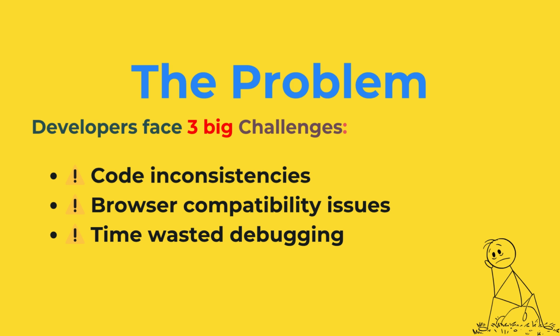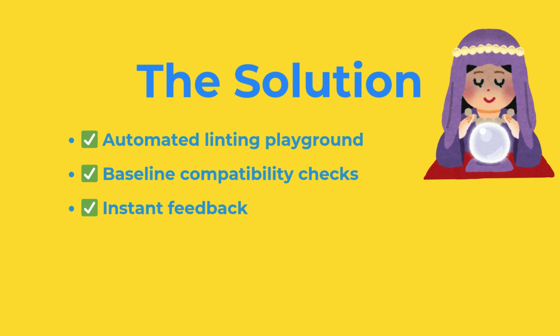Developers often face the same headache: code that works locally but fails in production, hidden compatibility issues across browsers, and countless hours spent debugging. Traditional linting doesn't always catch these baseline gaps. The solution: that's where FeatureFence comes in.